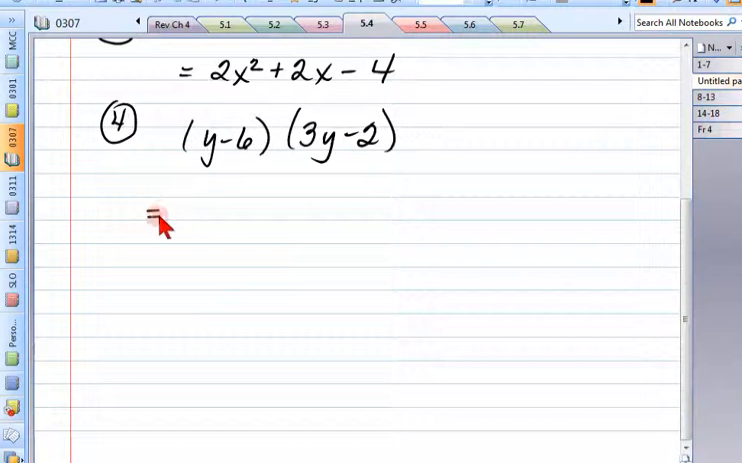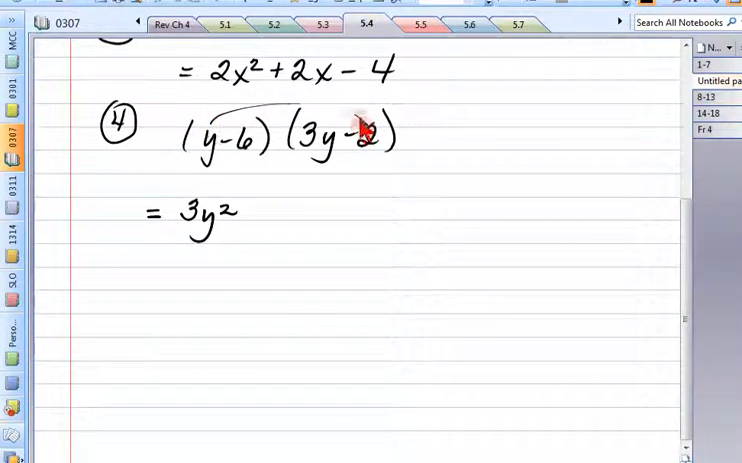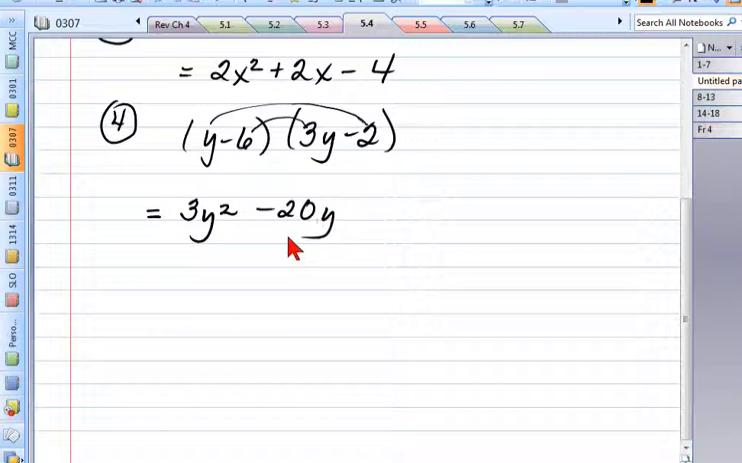Product of the first, 3y squared, because it was y times 3y. What's the outer product? Negative 6 and negative 2. Okay, hang on. The outer product is negative 2y. What's the inner product? Negative 18y. Now, if you can hold those in your head, negative 2y, negative 18y, that's negative 20y.